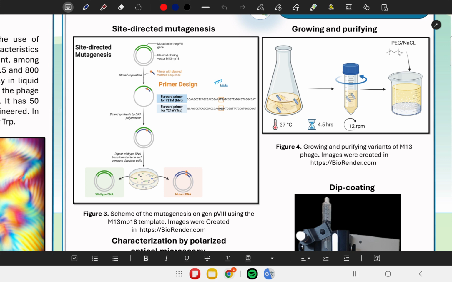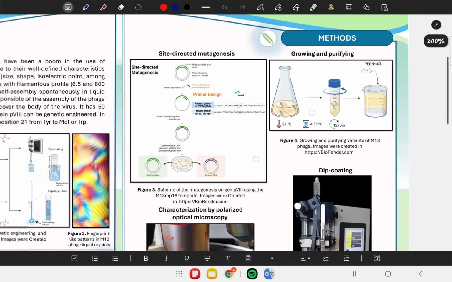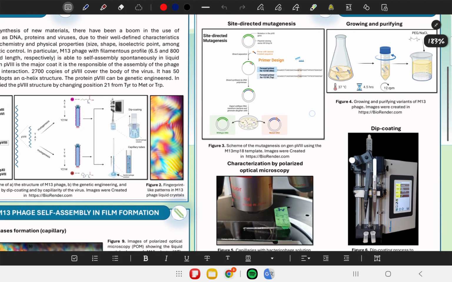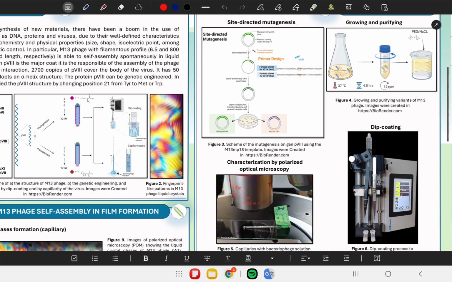After getting the plates, we grew and purified the phages with mutations in P8. They were allowed to grow at specific temperature and time, followed by centrifugation and precipitation with PEG and NaCl. With the obtained phage, we used 2 methods to get liquid crystals. In the first method, we added a certain amount of phage into a capillary, controlling concentration and temperature, and let them sit for several days.